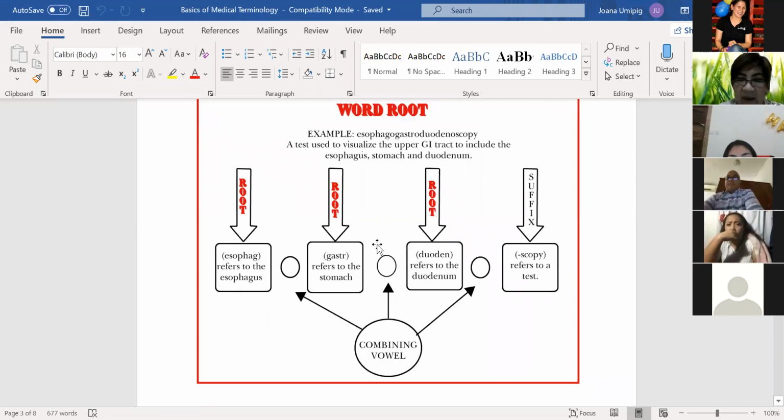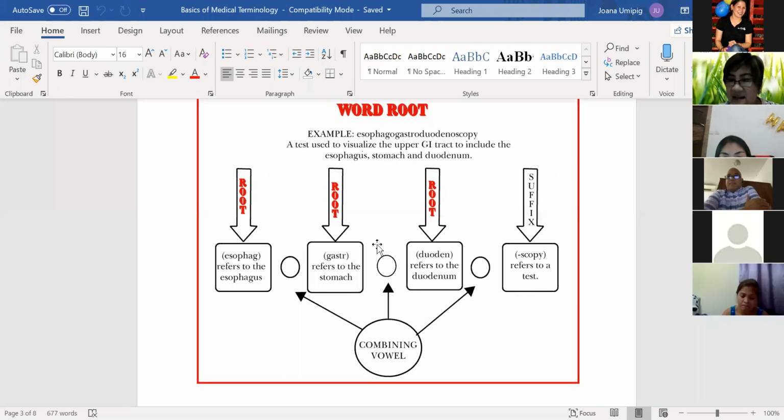Ngayon, nagdagdag pa tayo ng another na root word niya na gastric, gastro. It refers to the stomach. So isipin ninyo, yung mga medical term, hindi natin sinasabi na stomach, okay? It's gastro, gastric. Yung duodenum refers to the duodenum. Ano ba yun? Yung dun sa in between ng intestine at saka dun sa stomach natin, if you will, yung structure ng digestive. And yung escopy refers to a test.